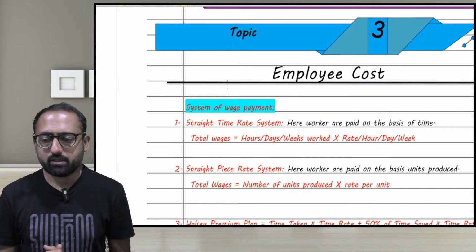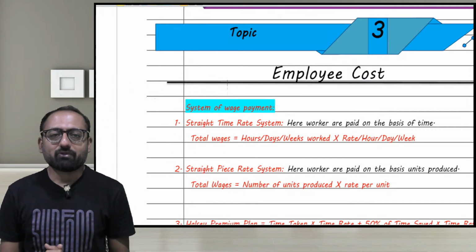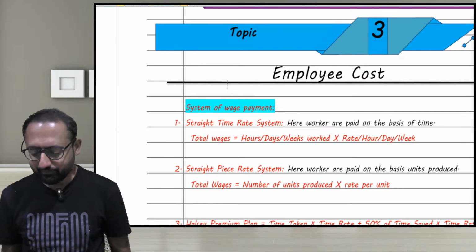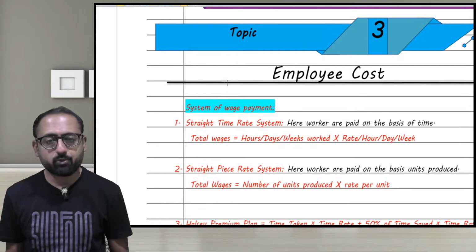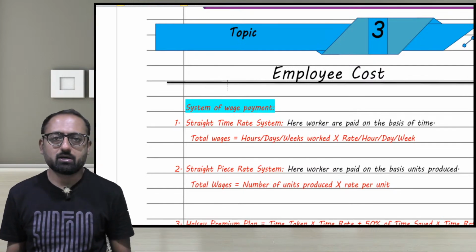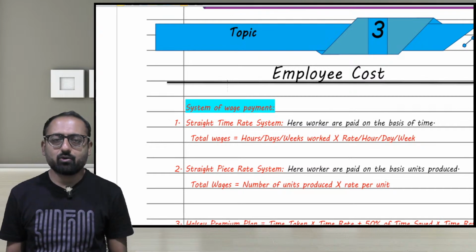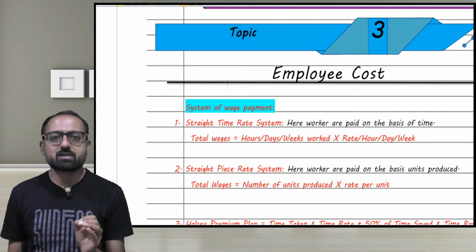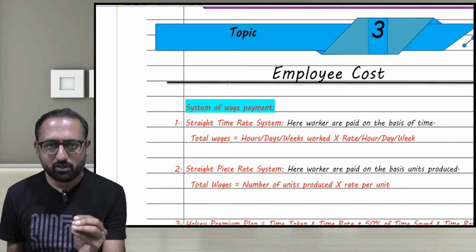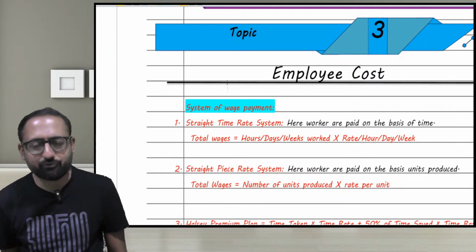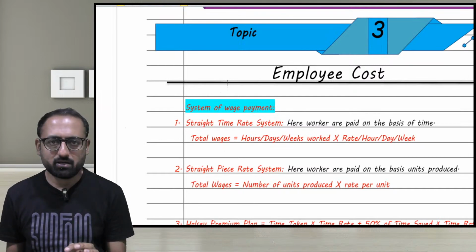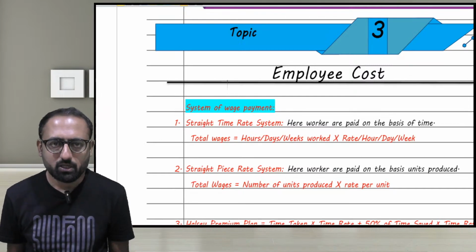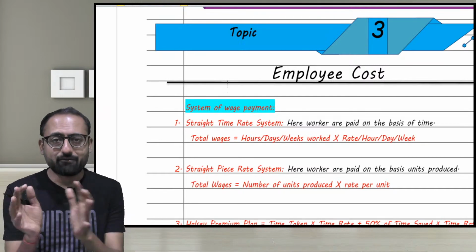So, welcome back, guys, in this revision session. We'll start with the revision of this very important topic, that is employee cost. Very simple topic, and your topic is divided only in four types. First type is to calculate employee cost with the help of some formulas, and the formulas are only four: time rate, piece rate, Halsey, and Rowan.